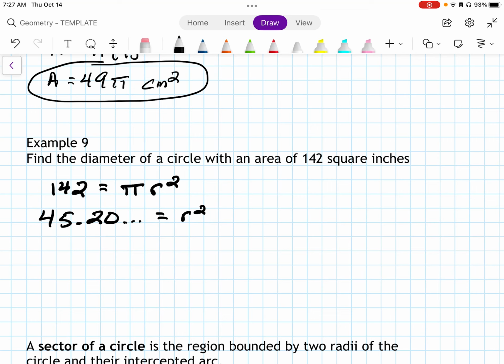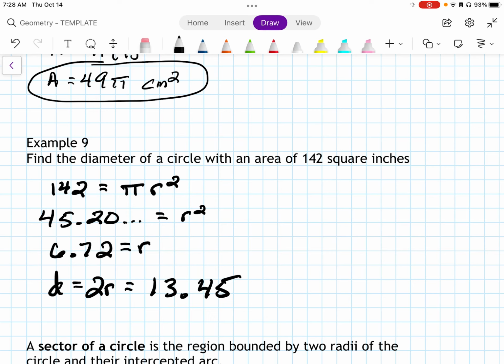And if I take my square root of that, I get 6.72 is my radius. My diameter is 2 times the radius, so that would be 13.45. And now it would be measured in inches.